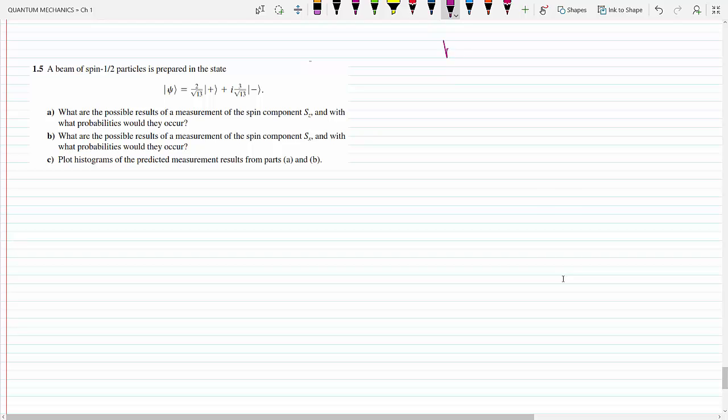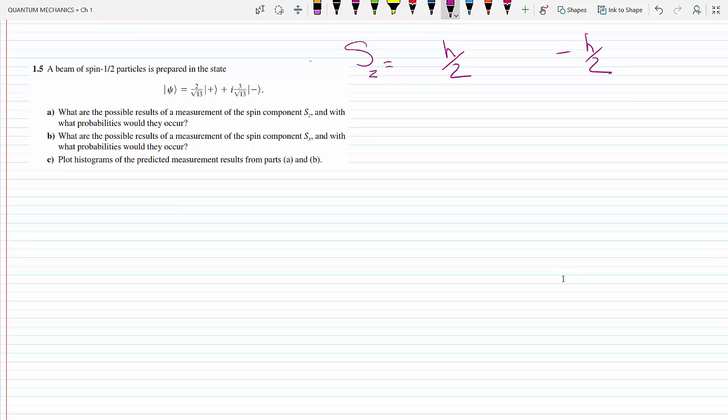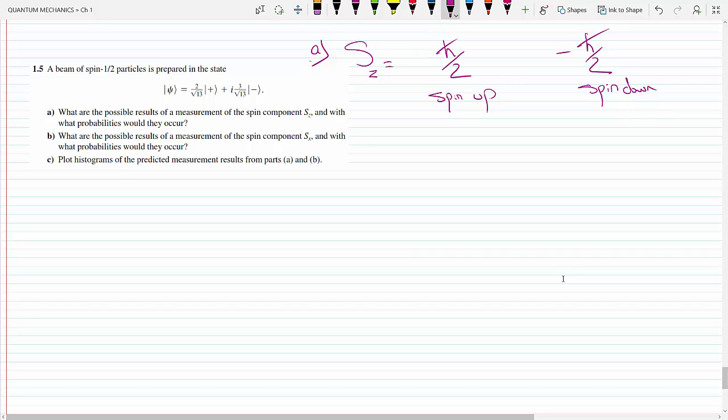Okay, so it can either be h over 2 or minus h over 2. This is the SZ, the Z component. Okay, so this is spin down, and this is spin up. Okay, so these are the possible measurements. It's either gonna be, sorry, by the way, this is h bar over 2, for spin up and spin down. So these are the possible measurements.